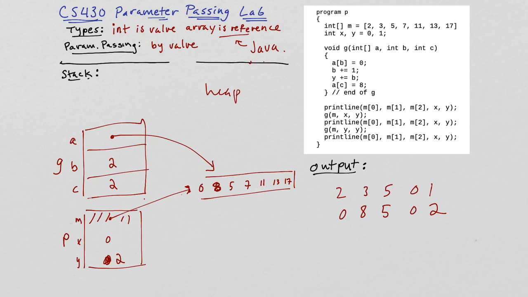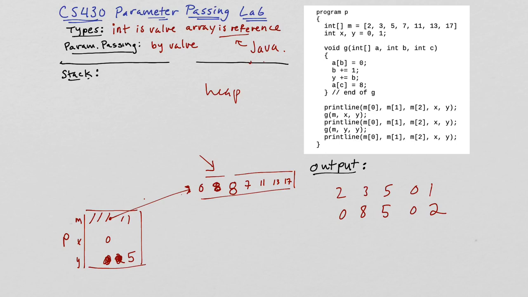And so let's run the code again. A sub b is 0, so it's going to zero out right there. Then b plus equals 1, y plus equals b, 5. And now a sub c, which is 2, gets 8. And so that turns that a sub c to 8. And then we return, popping this off the stack. And we print out 0, 8, 8, 0, 5. Okay.